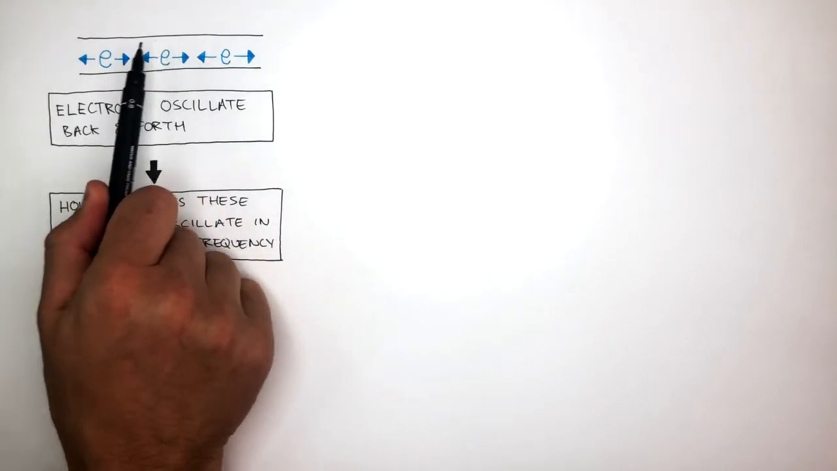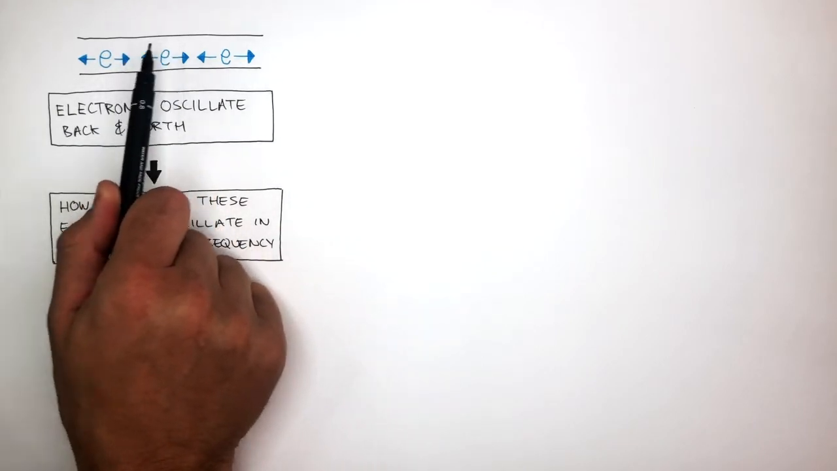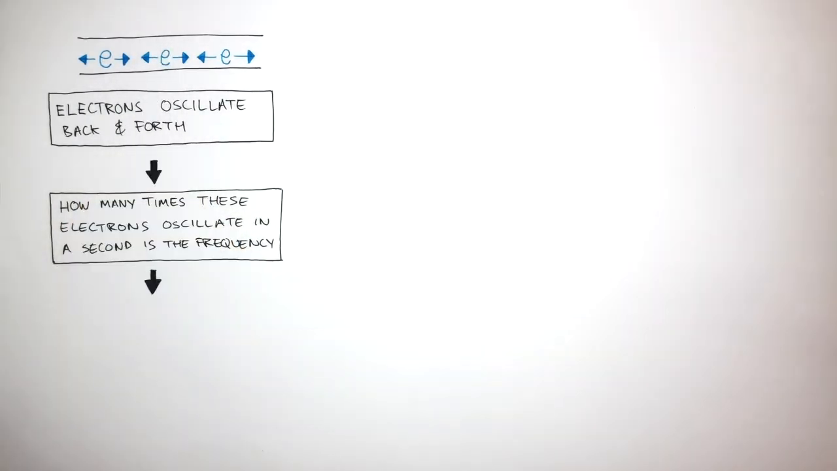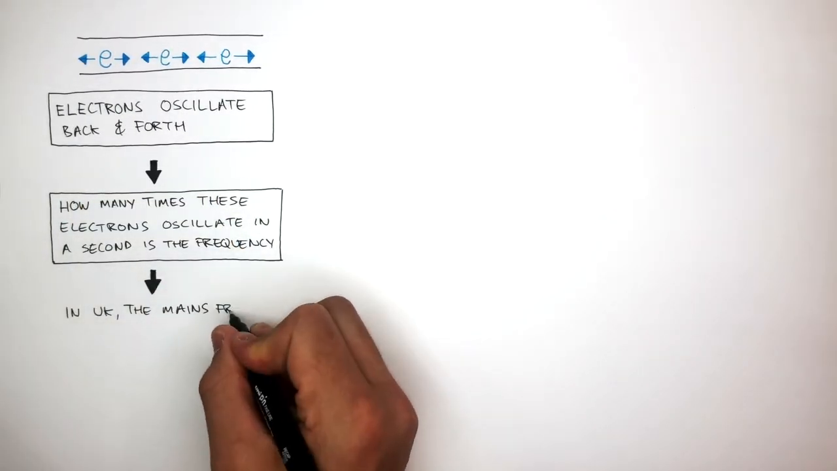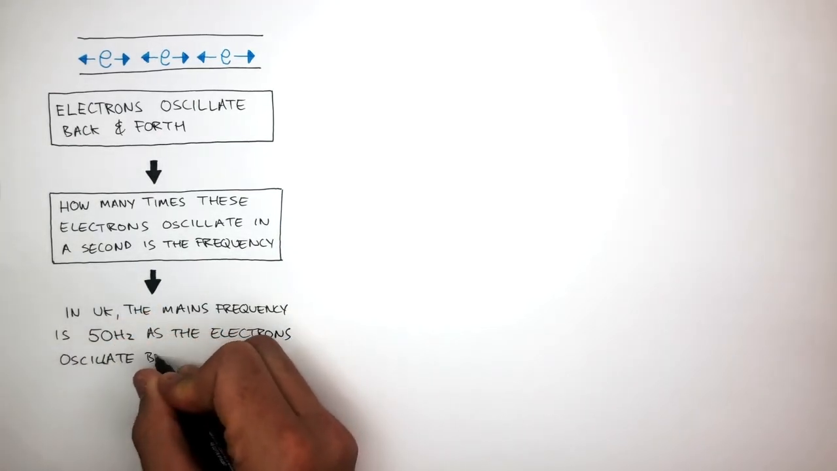I'm using this pen to model how the electrons oscillate back and forth. This means how they just move back and forth, and they pass on the potential difference as they move back and forth. In the UK, the mains frequency is 50 Hz, as the electrons oscillate back and forth 50 times in 1 second.